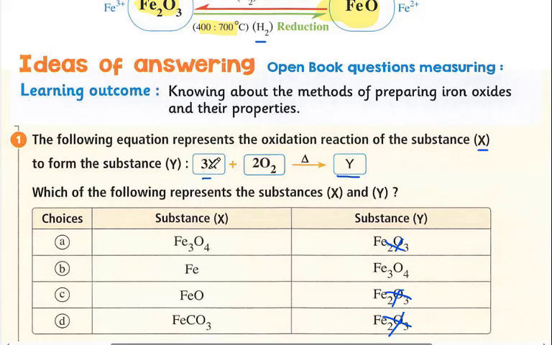Here it is elemental iron with oxygen heated to 500 degrees Celsius, or until it is red by heating. Then it forms magnetic iron oxide. Iron forms, by oxidation at 500 degrees Celsius, magnetic iron oxide Fe3O4, and this is the correct answer.